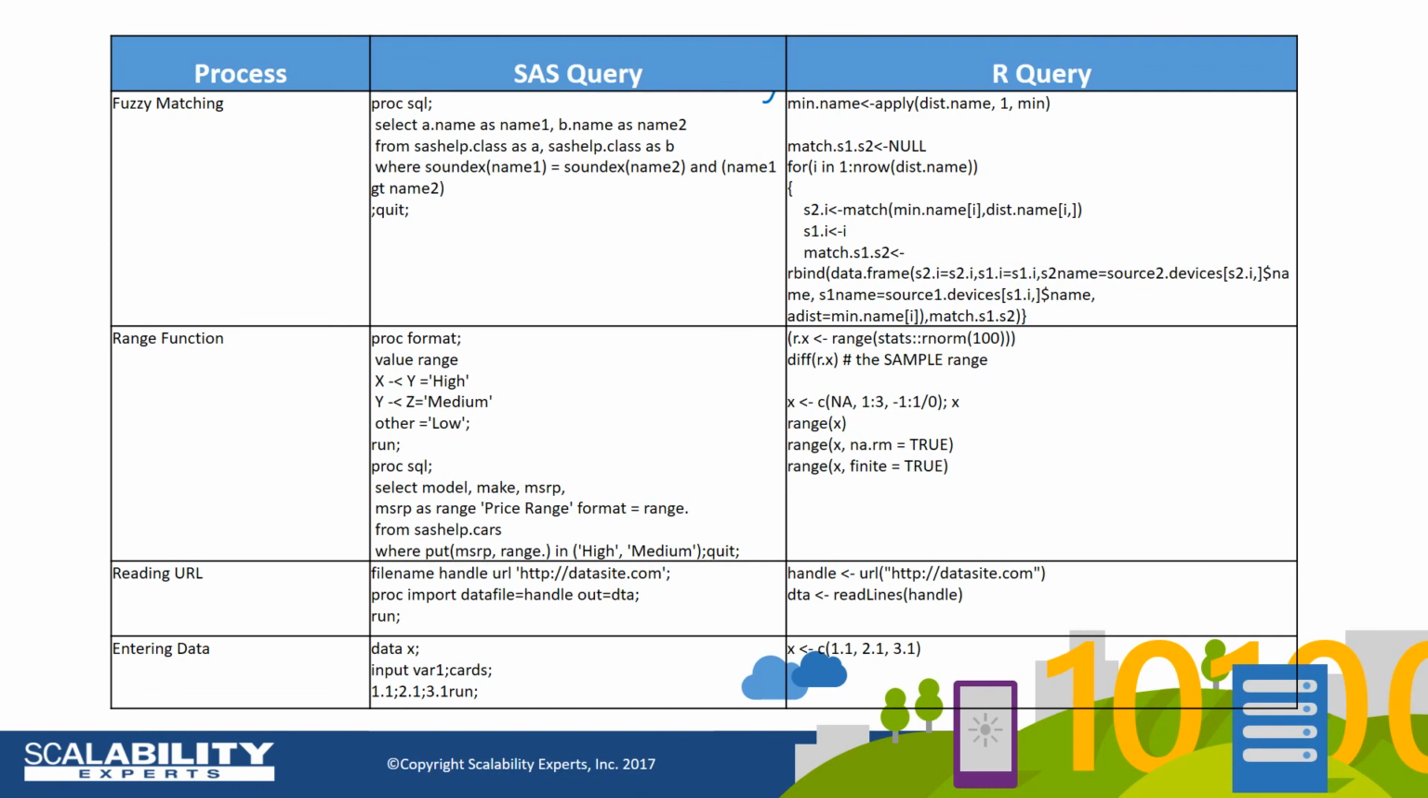So now we are trying to find an equivalent in R query where we have these two data sets. We're trying to find a match on a particular one. So that's what the R query translation would be. It's like looping through and binding and figuring out which one it finds a match. Similarly, on the range function, let's say we have high, medium, and low, we have a translation in R as well. Reading URL is the same way, and entering data is also pretty simplified in R.